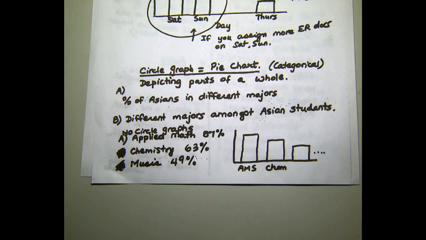A circle graph could only be used if I'm talking about Asians being the whole and the different majors amongst Asians. That could be placed in a circle graph. But the percent of Asians in AMS being 98% and the percent of Asians in chemistry being 68% cannot be placed in a circle graph. You get that? Okay, circle graphs are only used for categorical data. That means it can only be used for nominal or ordinal data.